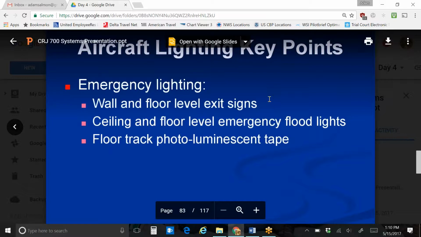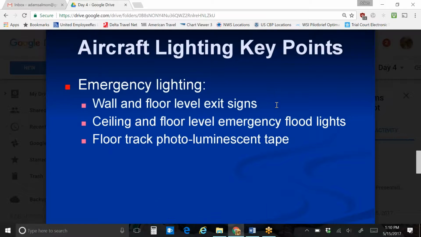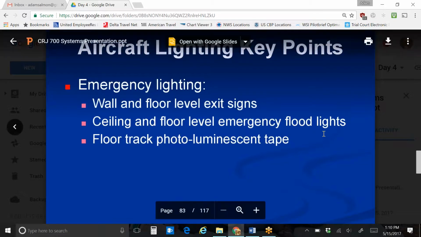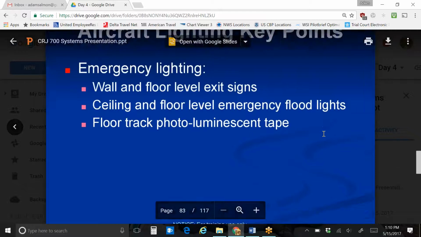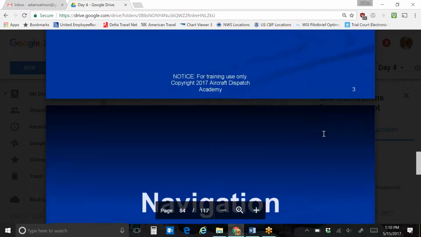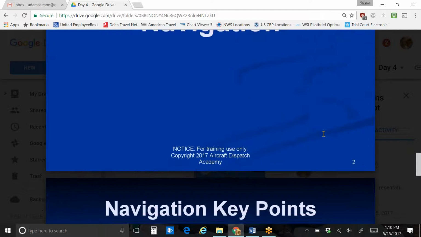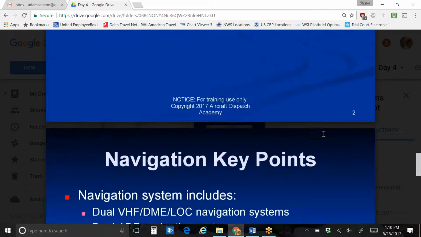So the aircraft lighting, let's see, just talks about which areas of the aircraft are lit up. Not a big deal to be memorizing anything too much in there.